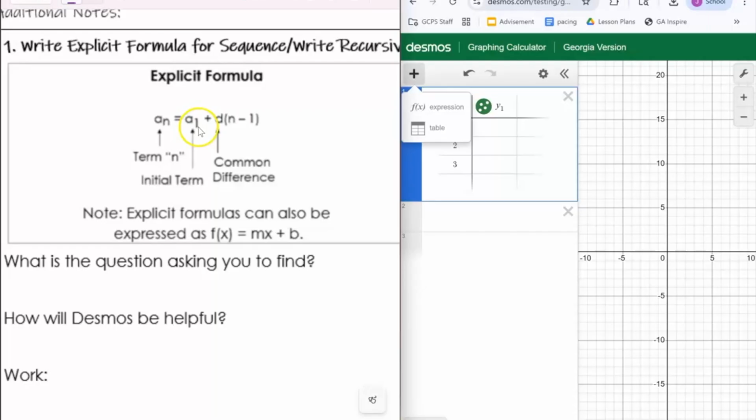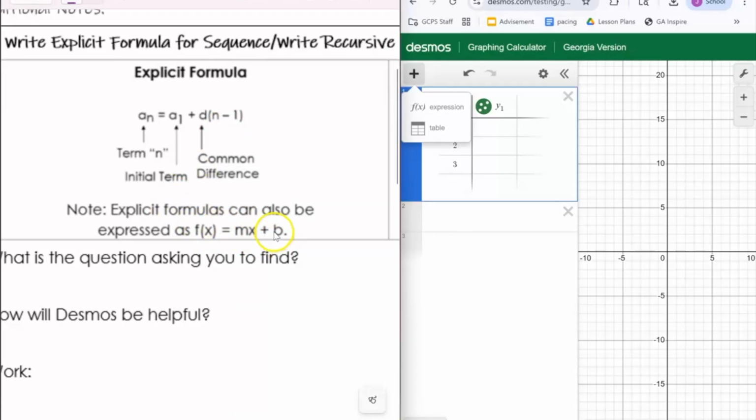This is a sub 1, which is the first term or the initial. D is the common difference. So when you subtract the second minus the first, you'll get that number. And then n minus 1. Okay, explicit formulas can also be written in function notation, y equals mx plus b. You'll see that in just a second.